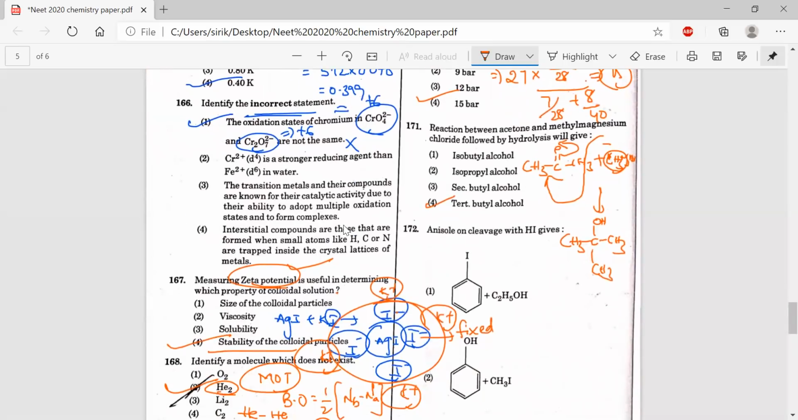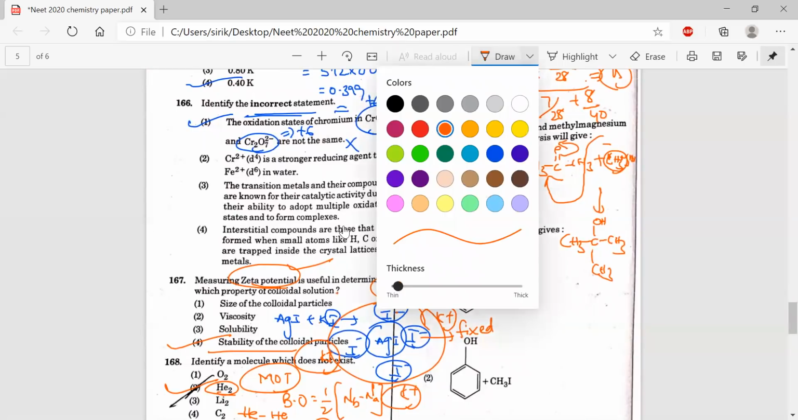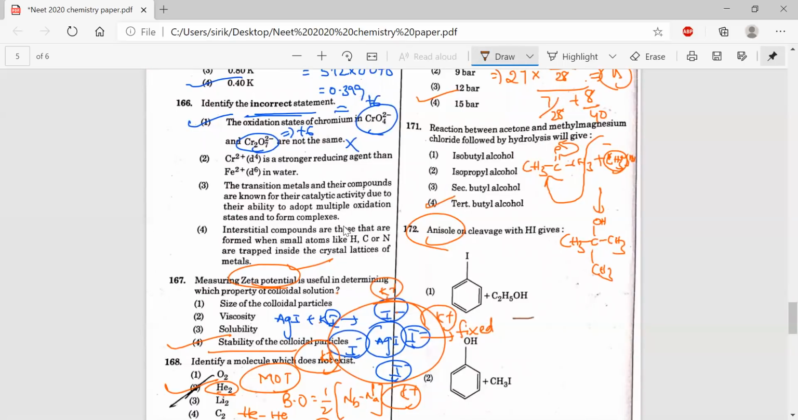And see, in this case, we are taking anisole. This is the structure of anisole, OCH3, and here HI comes and attacks. If you see the ethers, on this side or this side, at least a tertiary carbon should be there, then only it undergoes an SN1 reaction, but here it undergoes an SN2 reaction.